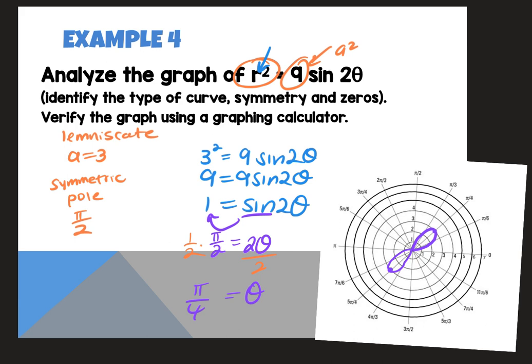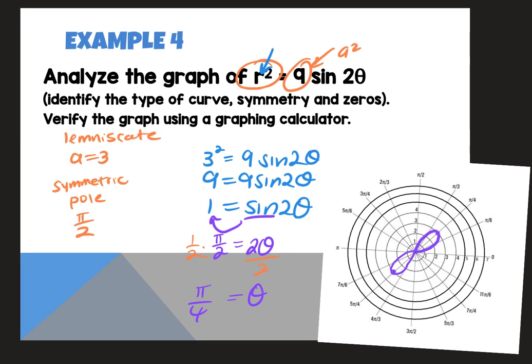You've got to remember, I would say the biggest mistake with lemniscates is not square rooting what's on the front of the sine. You have to square root that to get the a. But then after that, plug that back in for r, solve, and find where your petal is. Questions?